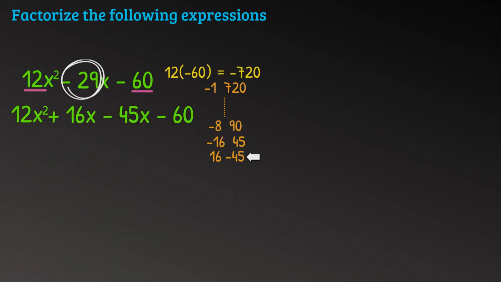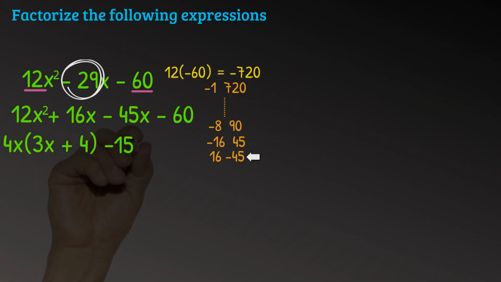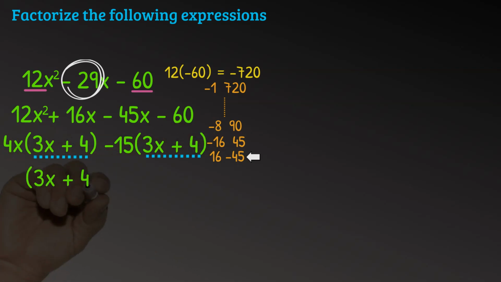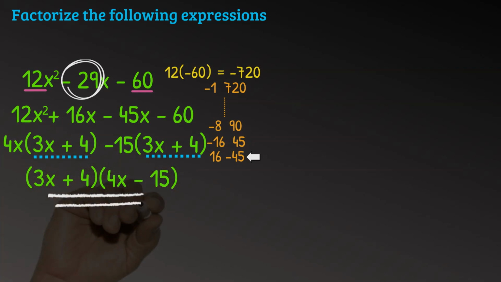Then the greatest common factor for the first two terms is 4x, and we'd have to multiply it by 3x plus 4. And the greatest common factor for the second two terms is 15, again multiplied by 3x plus 4. So the first bracket of our solution is 3x plus 4, and the second bracket is 4x minus 15.